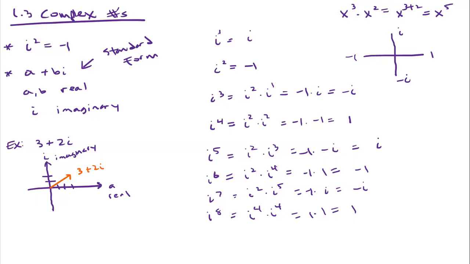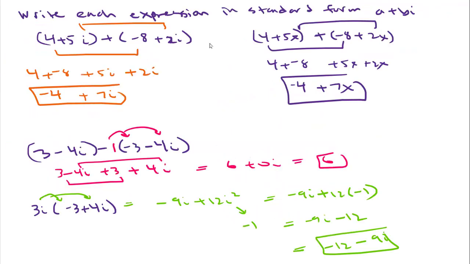Now, when we're simplifying these complex expressions, they want us to write it in standard form, which is a plus bi. So that means you can either have positive or negative. It doesn't have to be all positive here. It can be either negative or positive. So when I do this, let's say I have 4 plus 5i plus -8 plus 2i.